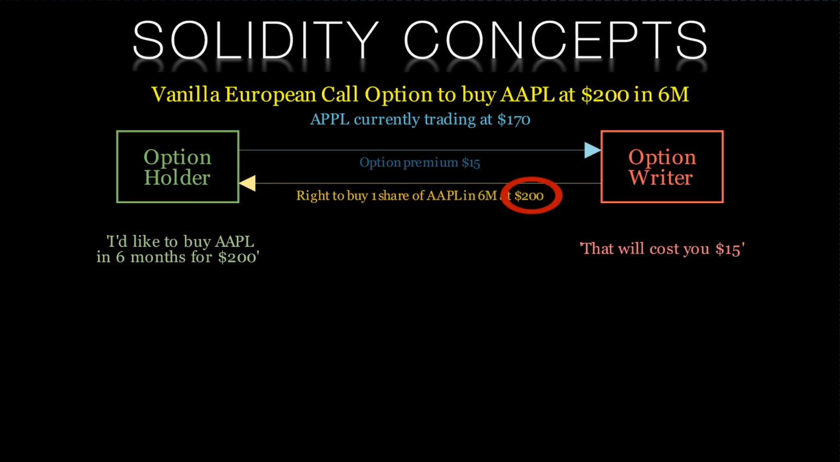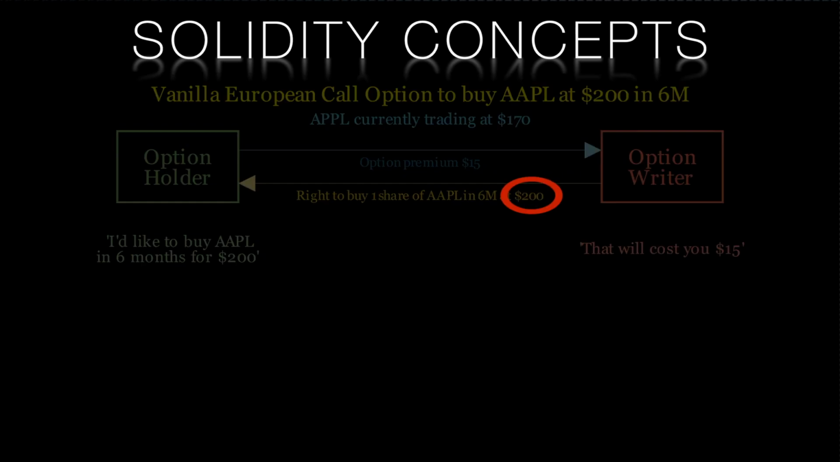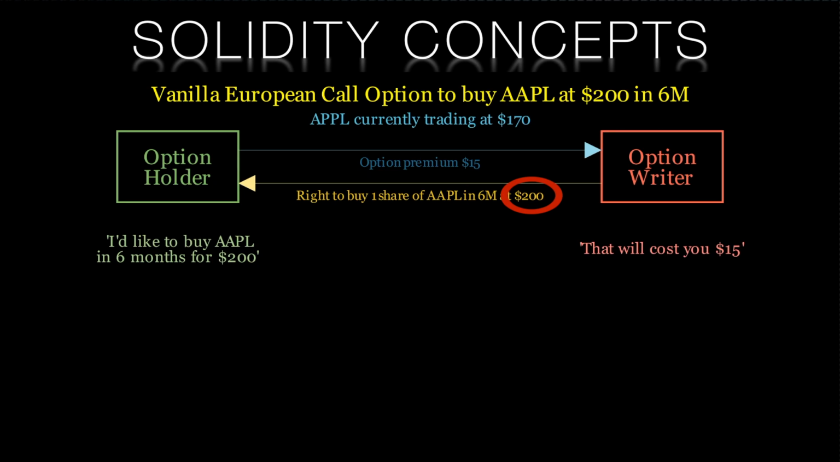If on exercise of the option, the underlying asset is above the strike price, then the option is said to be in the money. The option holder can purchase the asset from the option writer and then sell it in the open market at a higher price. If the asset price is below the strike price, then the option is out of the money and expires worthless. The option writer keeps the premium in both cases.